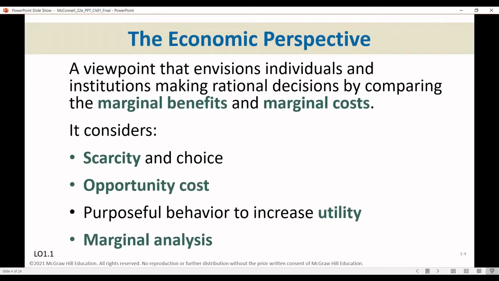So economic perspective, a viewpoint that shows how individuals or institutions make rational decisions by weighing the marginal benefit and marginal cost. Here, I want to bring your attention to the term marginal. Look at it as extra. When you undertake a particular business or process, what is the extra benefit you are getting by doing that process compared to the extra cost you're going to incur by doing the same process?